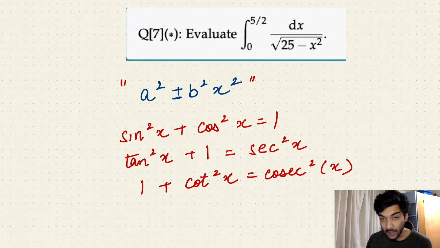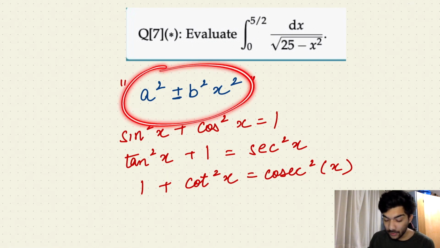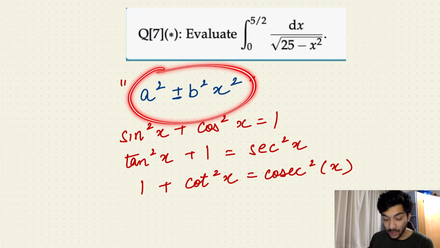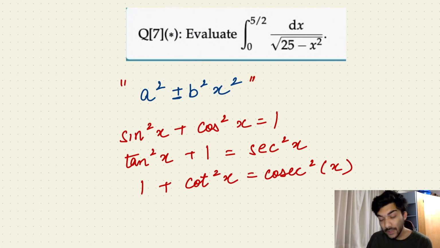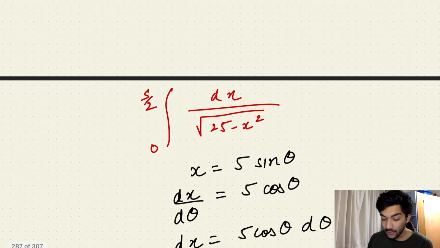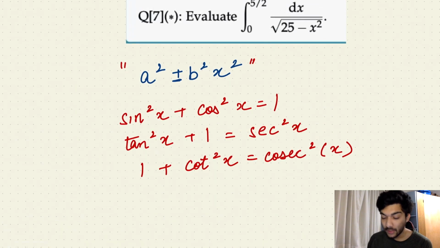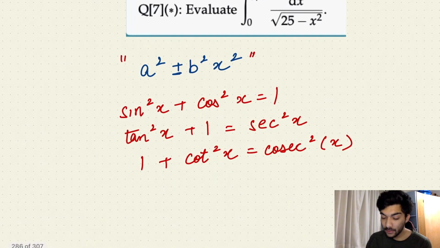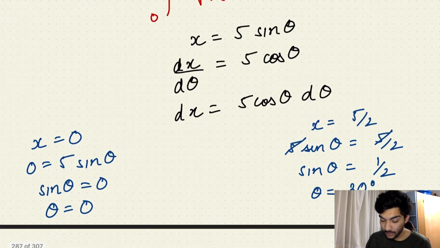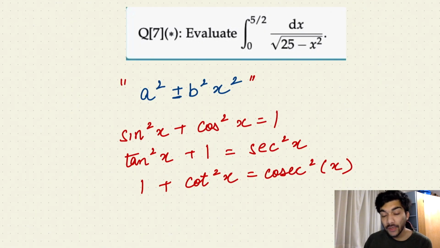So that's it for this video. The main takeaway from this video is whenever you have integral expressions of the form a square plus or minus b square x square, you have to assume your x function to be a trigonometric function and use one of these three trigonometric identities in order to solve or simplify your definite or indefinite integrals in those types of questions.